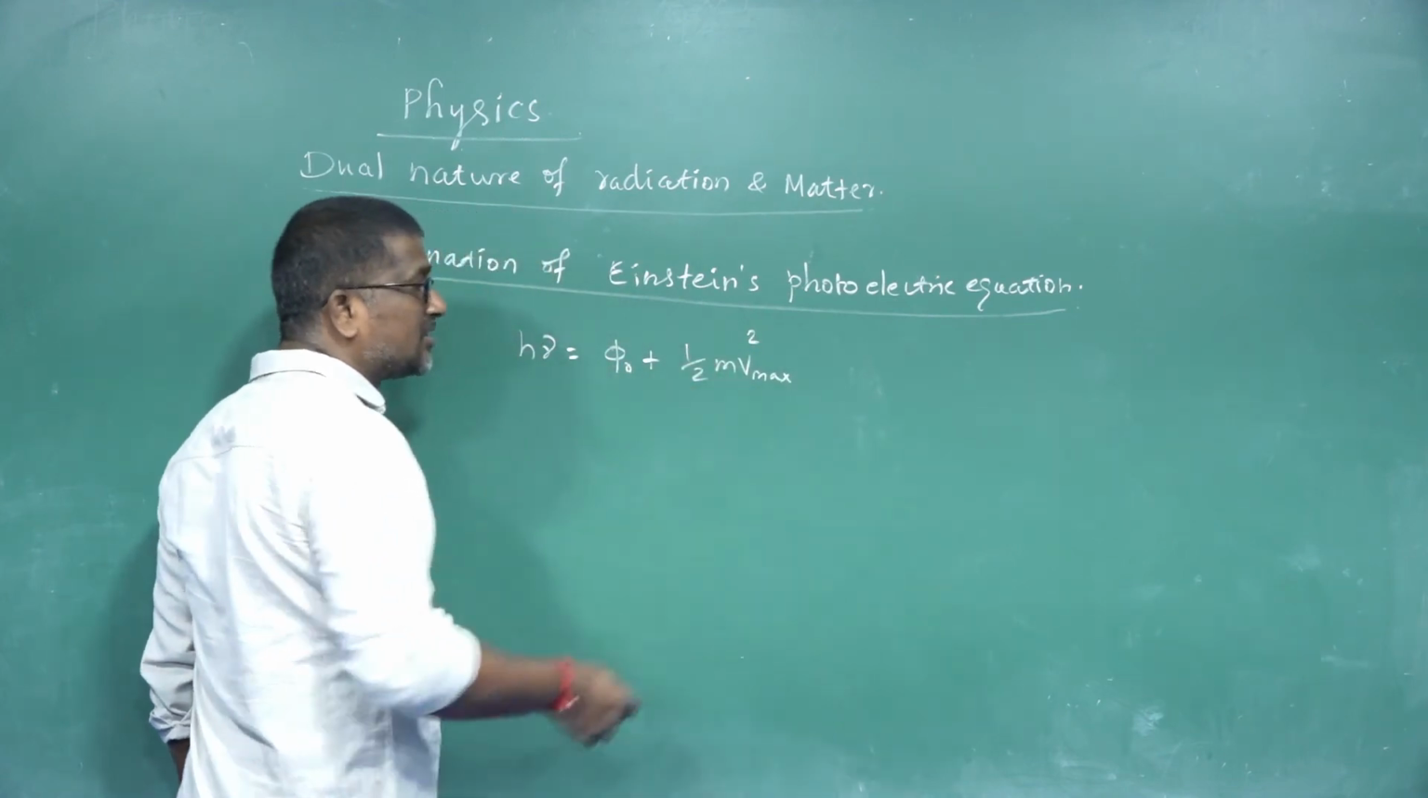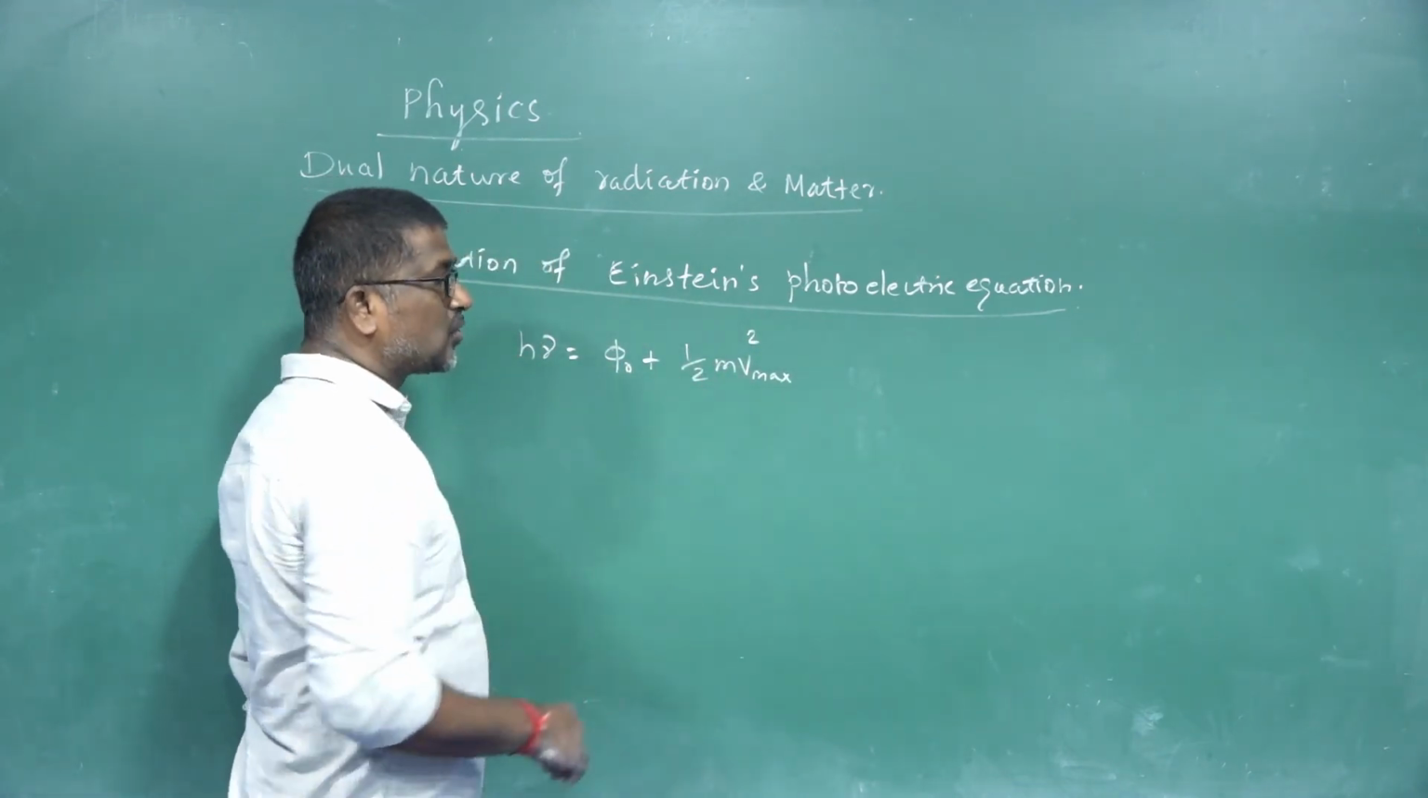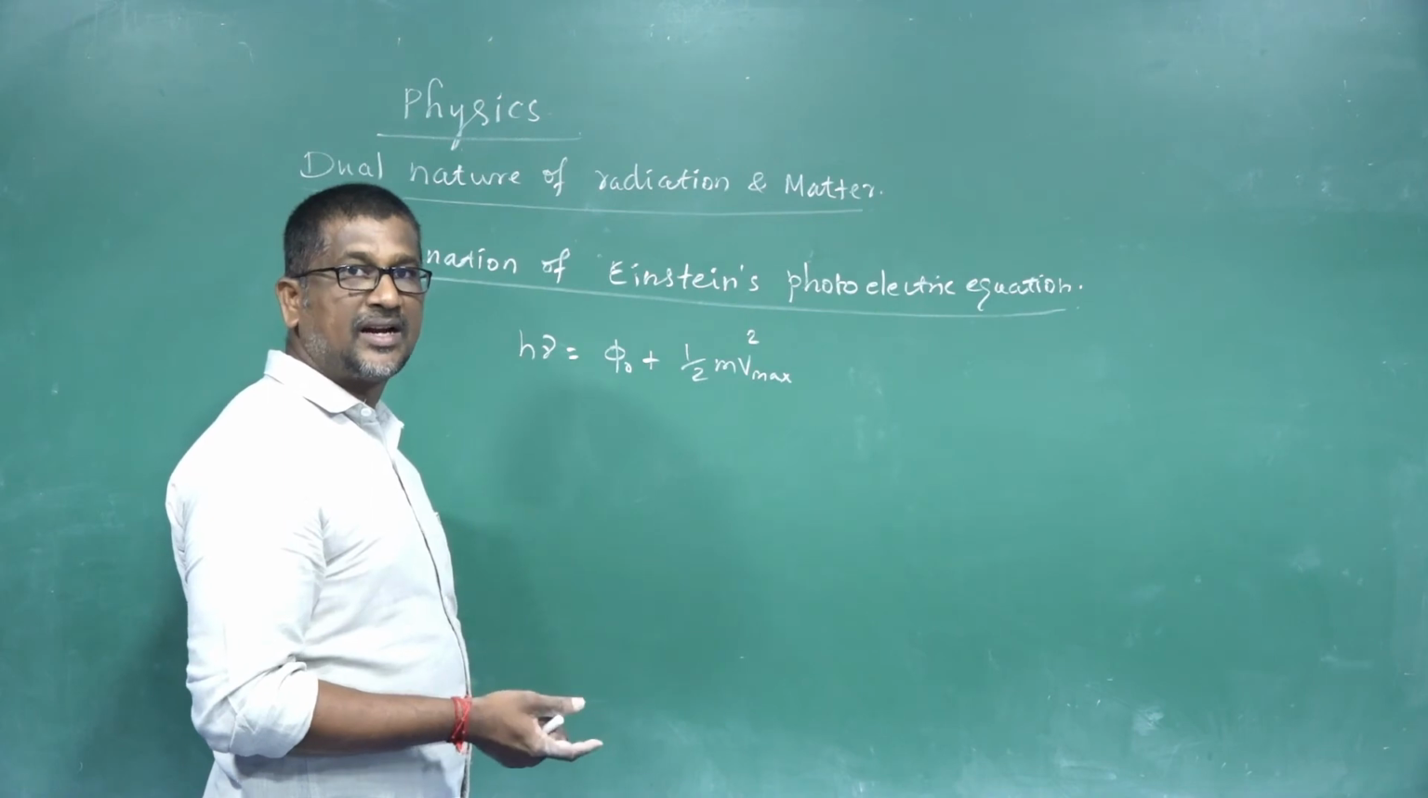Here v maximum is the maximum velocity of the emitted electron, and half m v square maximum is the maximum kinetic energy of the emitted electrons.